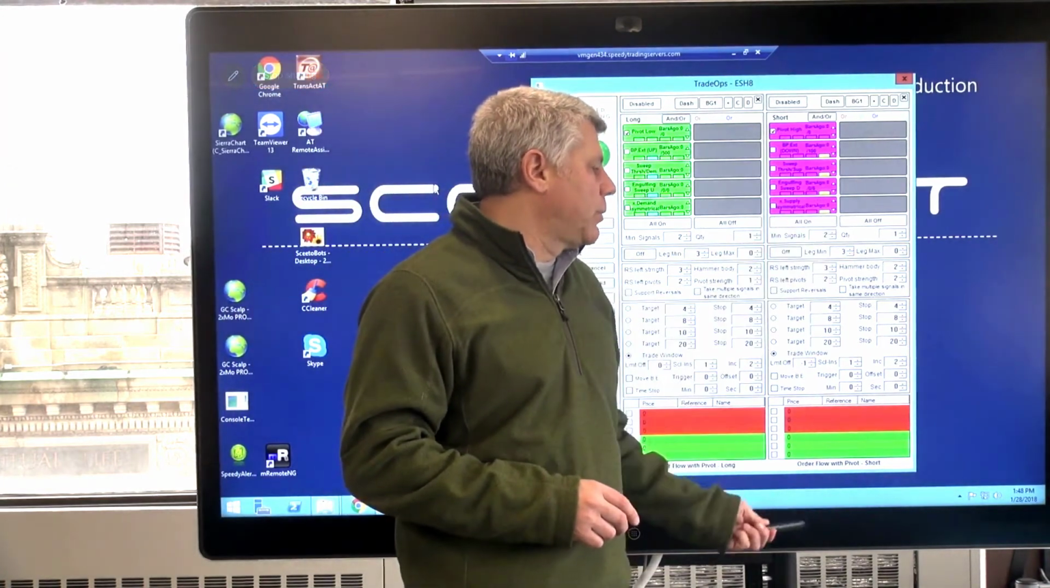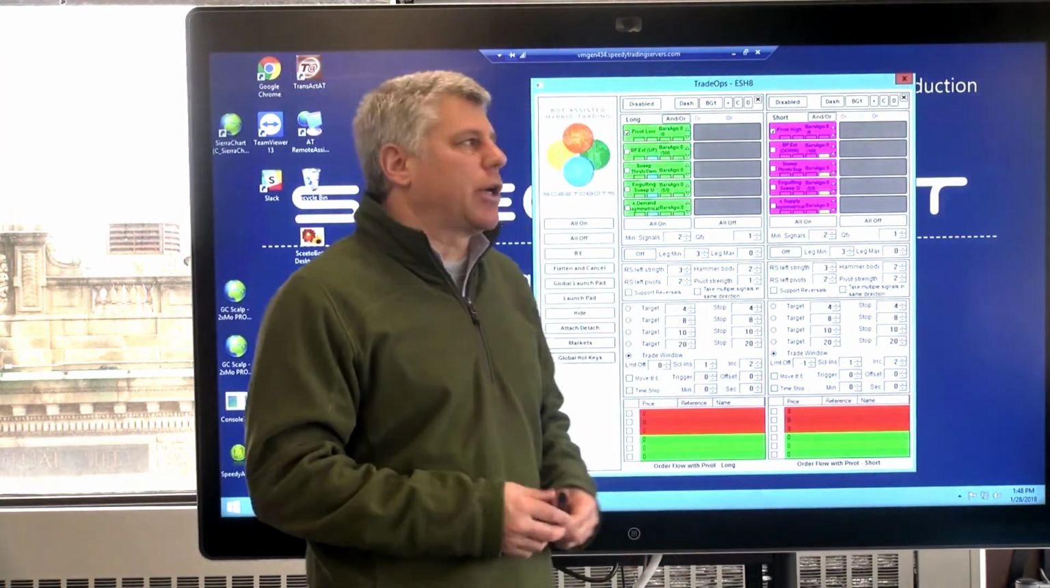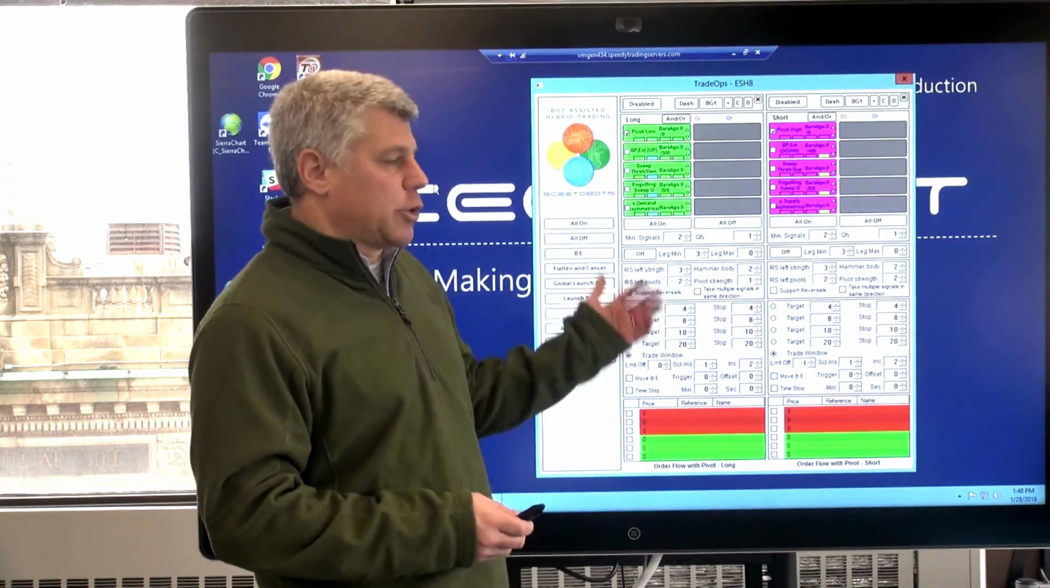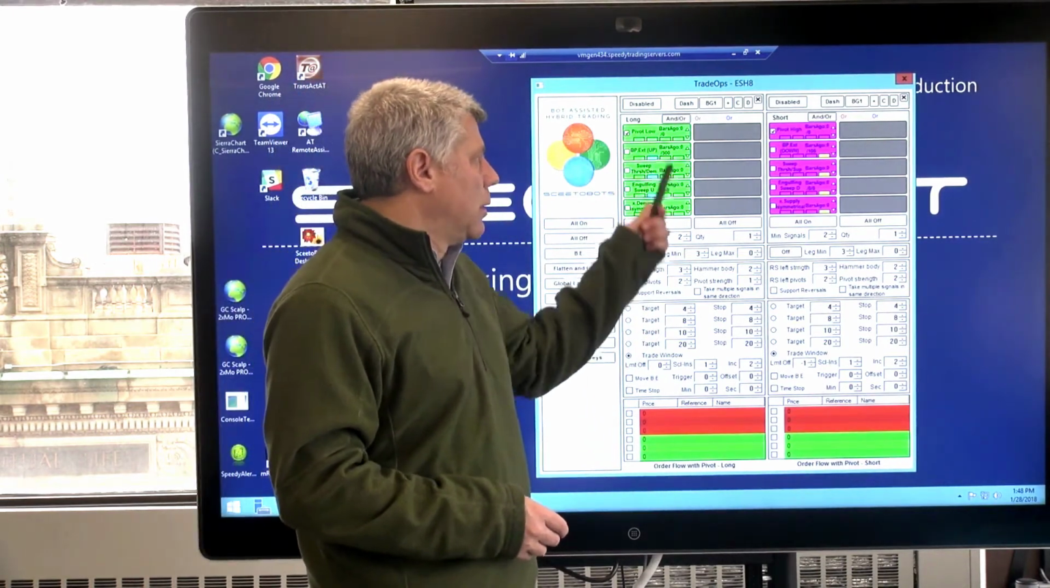Conversely here, we have the same setup, but on the short side. So the trader's job, if they're saying, hey, there's a reversal, or there's a pullback in the trend, is to just turn this bot on.